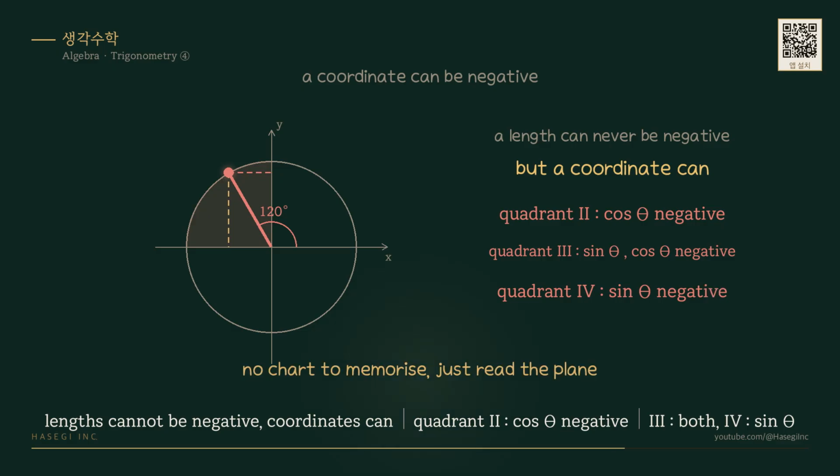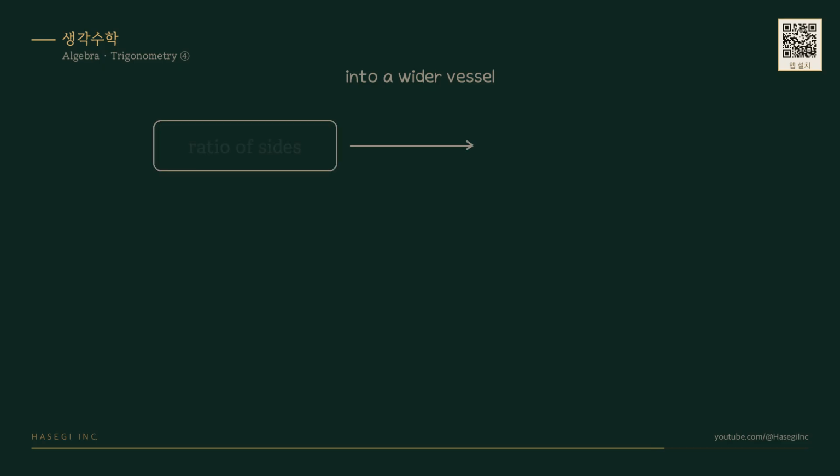There is no sign chart to memorize. Picture the coordinate plane and you can simply read it off. To sum up, sine and cosine moved from a ratio of sides onto coordinates.